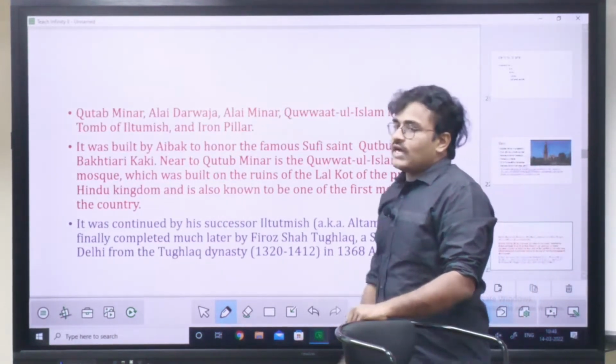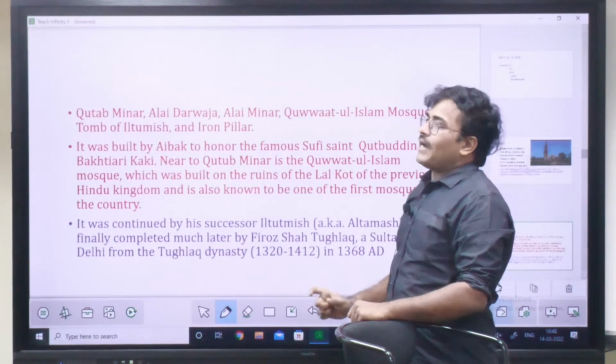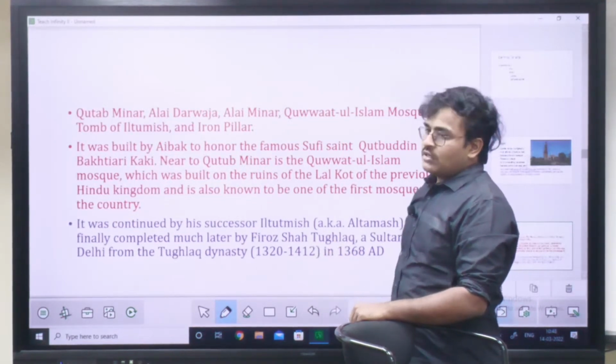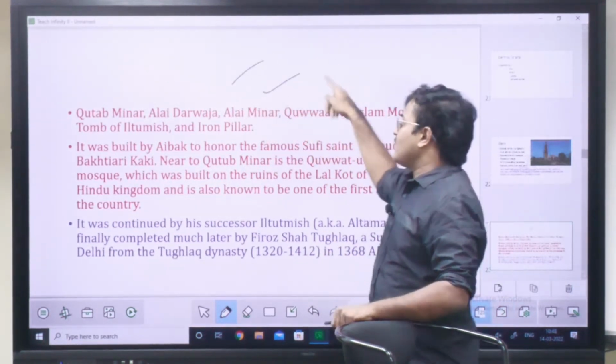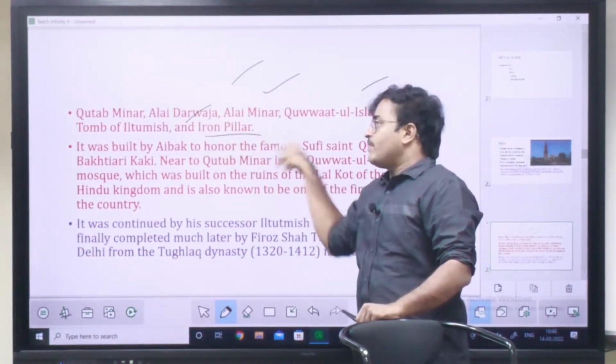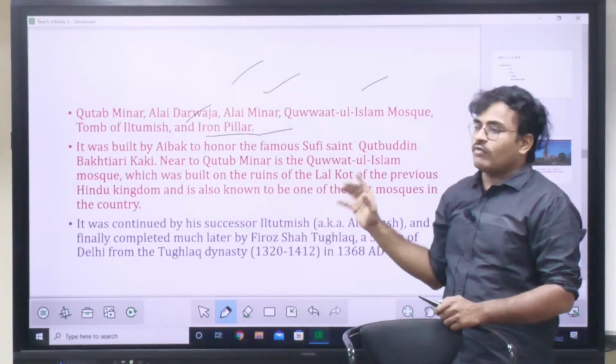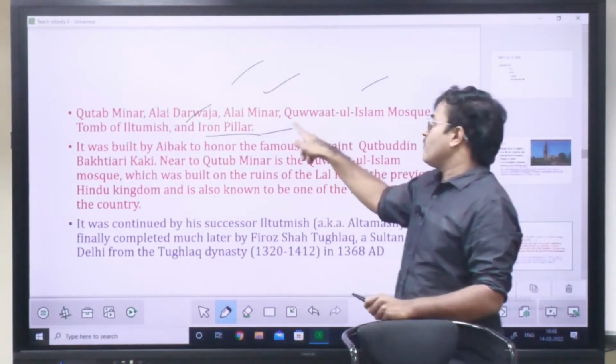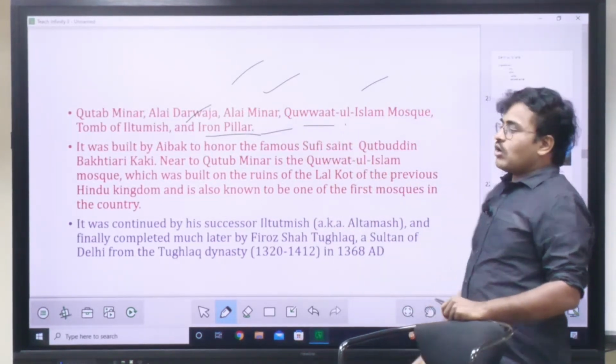And if they ask a question, which of the following are part of the Qutub Minar complex, you have to see this. Qutub Minar, Alai Darwaza, Alai Minar, Quwwat-ul-Islam Mosque, tomb of Iltutmish, and the iron pillar. So nearly 5 structures are part of the Qutub complex. Okay, you write it down. All of them are part of the Qutub complex.